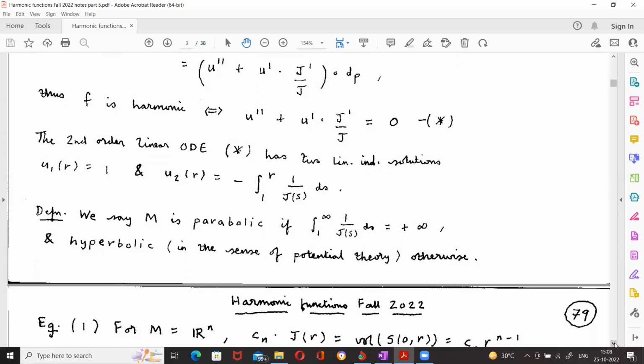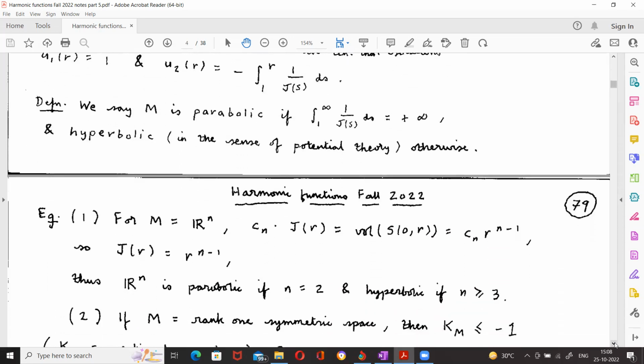So you see in examples, if you take M equal to Rn, then constant times the Jacobian is just the volume of the R sphere, that is R to the n minus 1. So the Jacobian is just R to the n minus 1. And so Rn is parabolic if n equal to 2 and hyperbolic if n greater than or equal to 3.